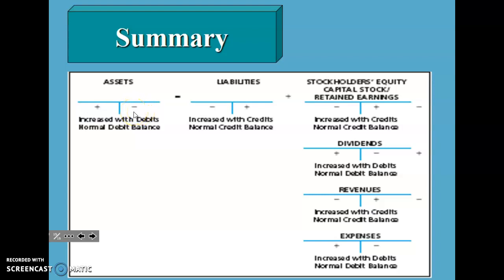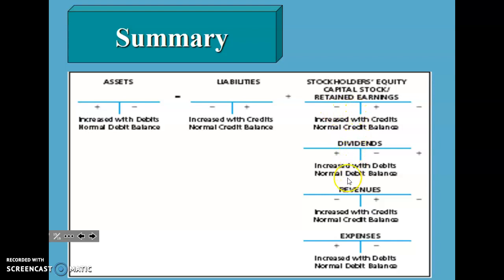That's the credit side. Now, liabilities are the opposite. They increase with credits, and they have a normal credit balance. So to decrease them, you notice the minus sign here. You would debit them to decrease them. Equity accounts are the same as liabilities, and they have a normal credit balance, and you increase them by crediting or entering on the right side. You decrease them by debiting the left side.